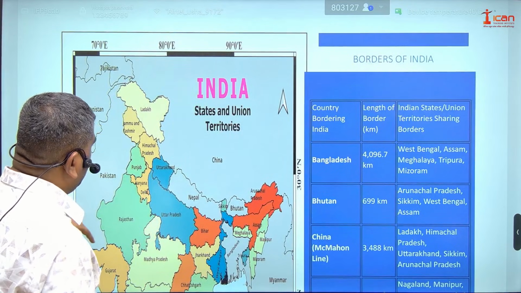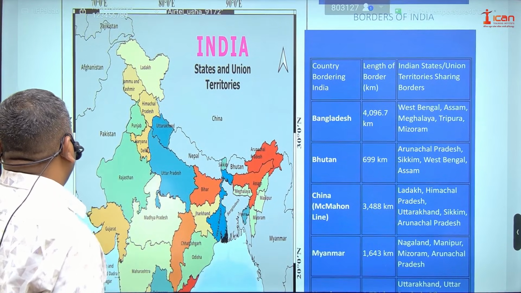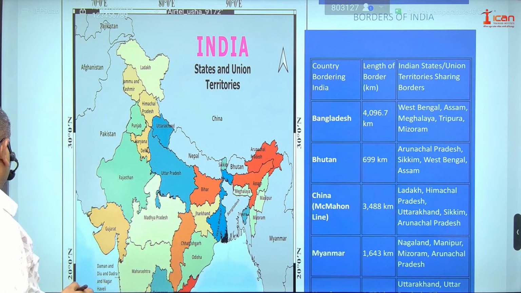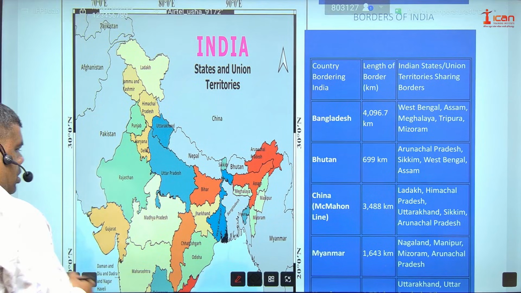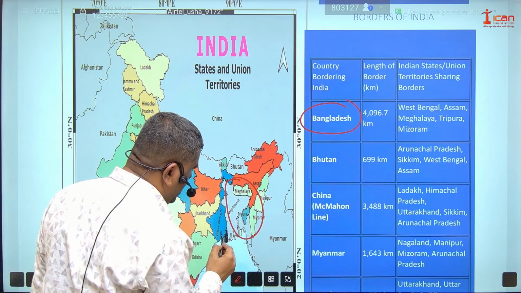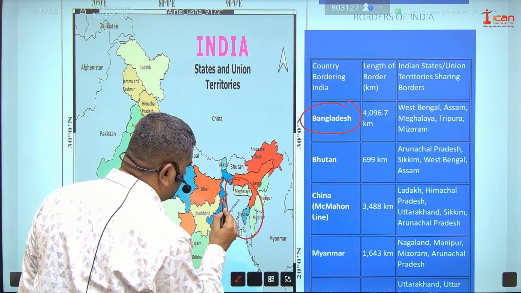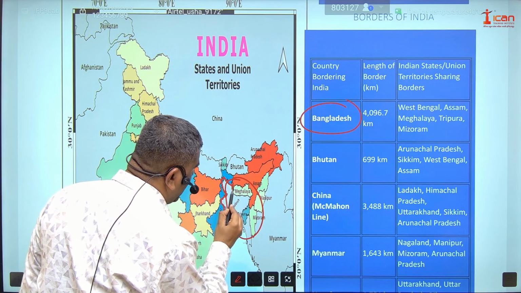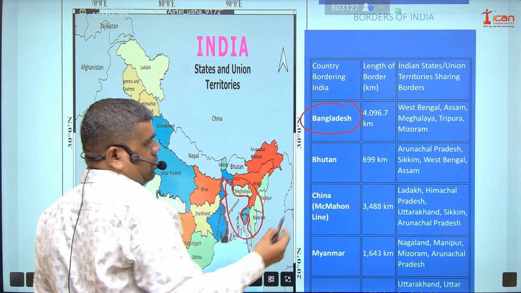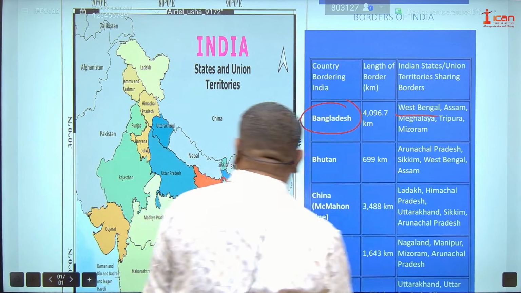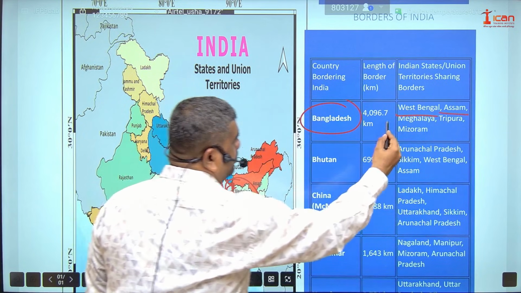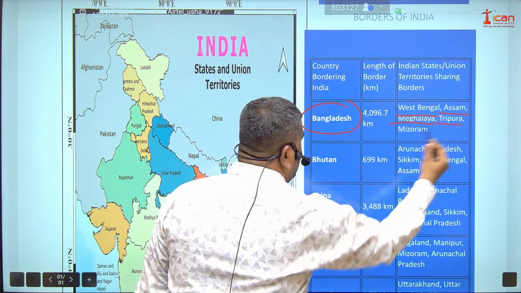And let us look at, because we have all these countries to different portions, let us look at how the borders are. So let us first look at Bangladesh. Bangladesh is here, right? Now it has a border which stretches from West Bengal, right? Then we have Meghalaya, then we have Tripura, and we have parts of Mizoram. So it's West Bengal here. Here there is Assam, the small part of Assam. Then there is Meghalaya, Tripura, and Mizoram.